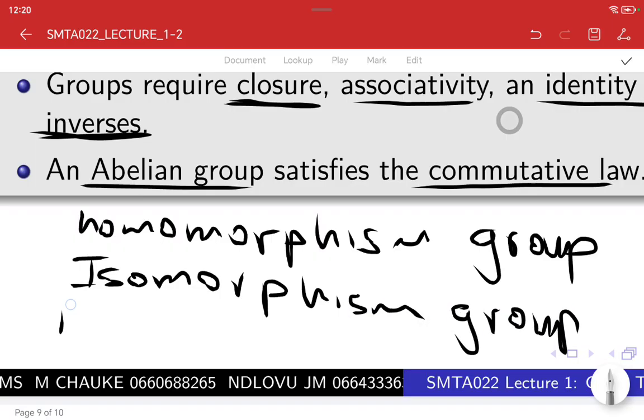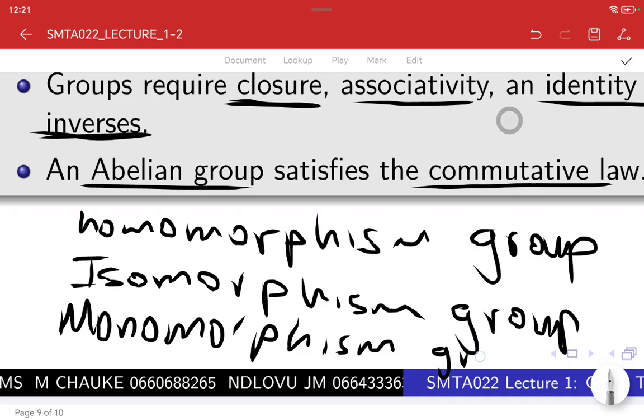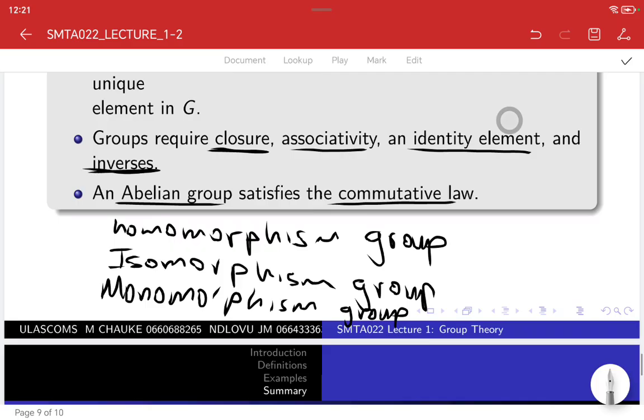Then we're going to be looking at a monomorphism group. A monomorphism group is a group that satisfies one-to-one. If the map is one-to-one, then it is called a monomorphism group. Then we're going to look at the other groups that you will come across. This will be simple because I believe it is straightforward, the moment you start to understand what type of binary operation to apply here.